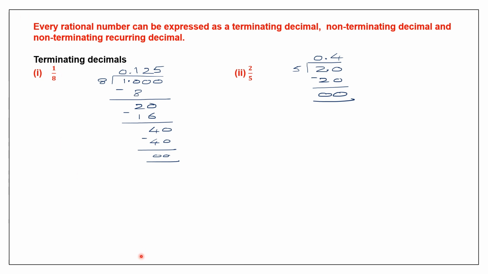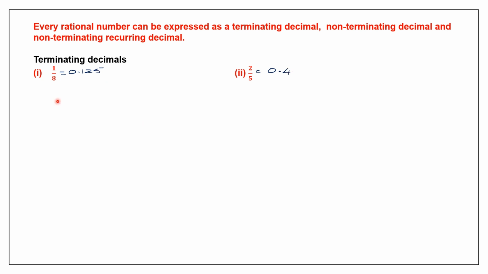So here our terminating decimal is 0.125, and here our terminating decimal is 0.4. So in such numbers where we divide, when the division ends, when the remainder is 0, the quotient is called a terminating decimal.